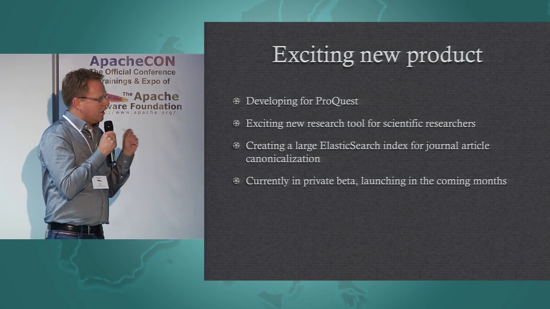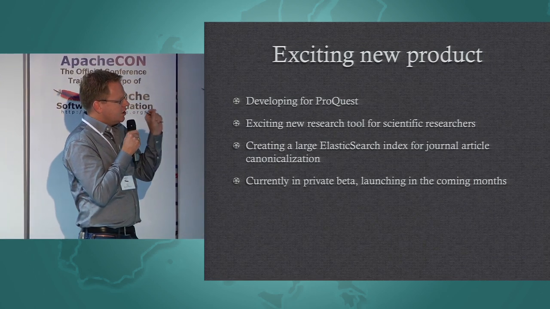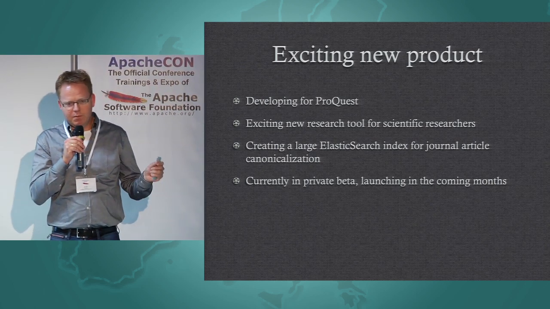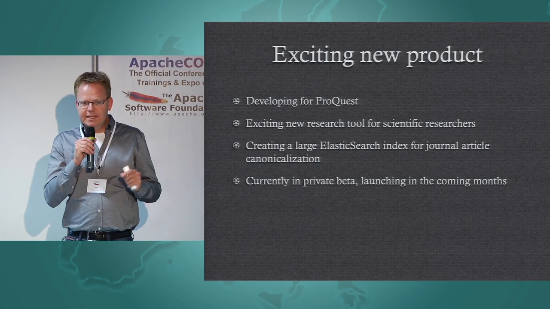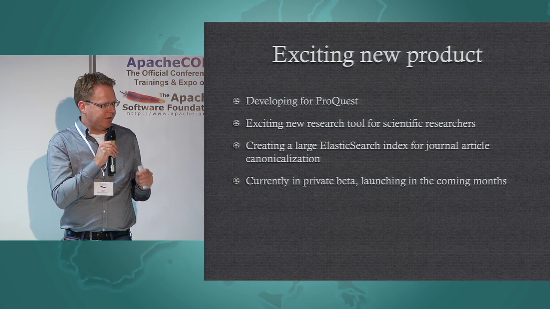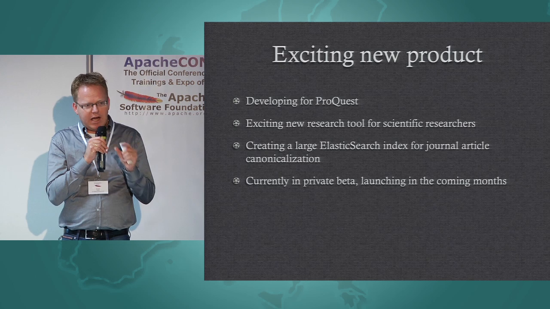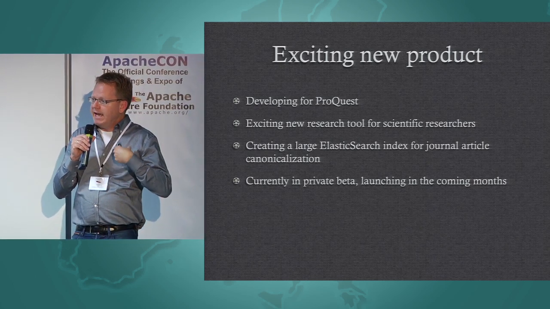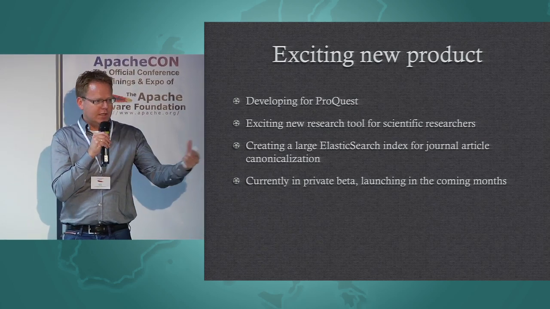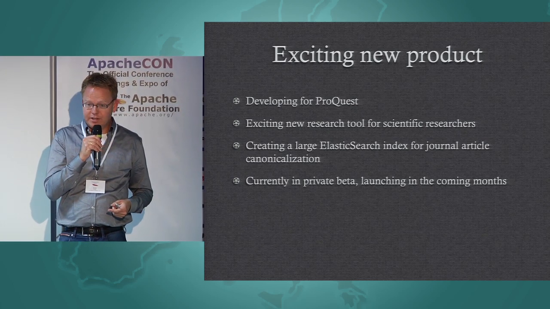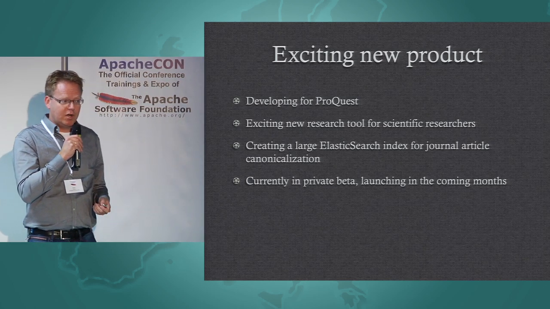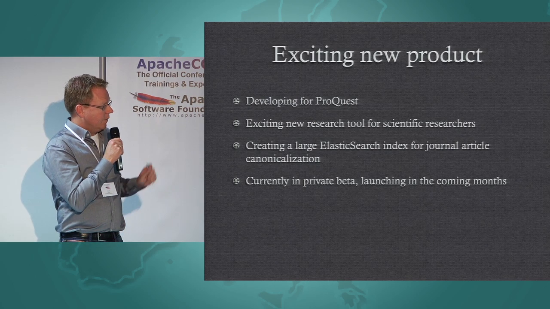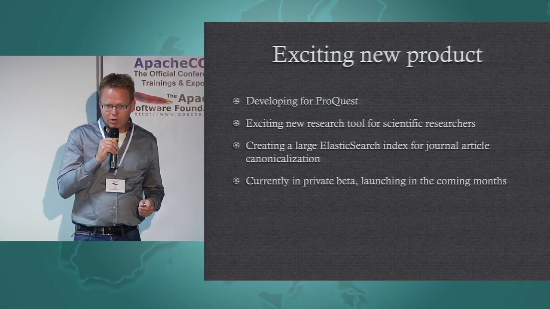For that, we are creating a large Elasticsearch index for canonicalization of journal articles. We're creating, from various sources, a list of all English language scientific journal articles in the world, making sure we have high quality content to help people enter data, so that we all know what is there and you don't have to type in all of that data yourself. That's been a challenge, and because it's much larger, we're learning a lot about Elasticsearch doing that. We're currently in private beta, and we hope to launch in the coming months.